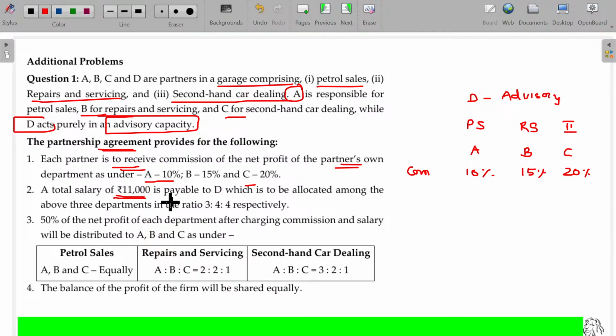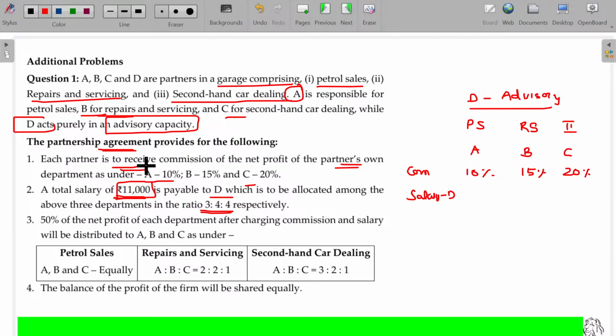A total salary of 11,000 is payable to D, which is to be allocated among the above three departments in the ratio of 3:4 respectively. And salary is payable to D, as he renders an advisory job, yet he demands some salary. The salary payable being 11,000 rupees, in whose department's profit will it be charged, and where is it going to be charged?